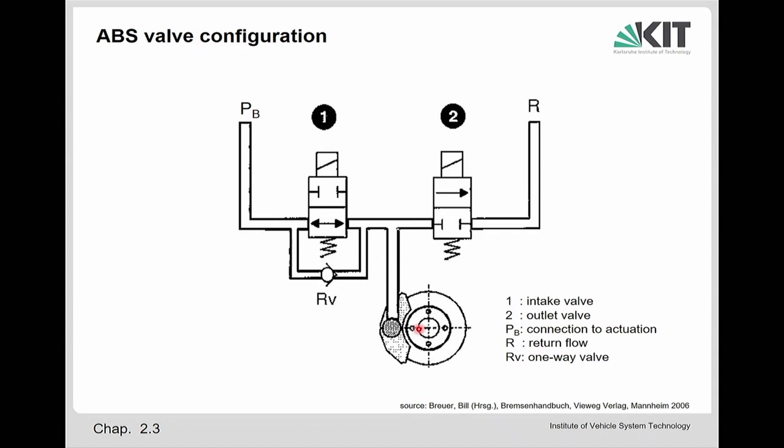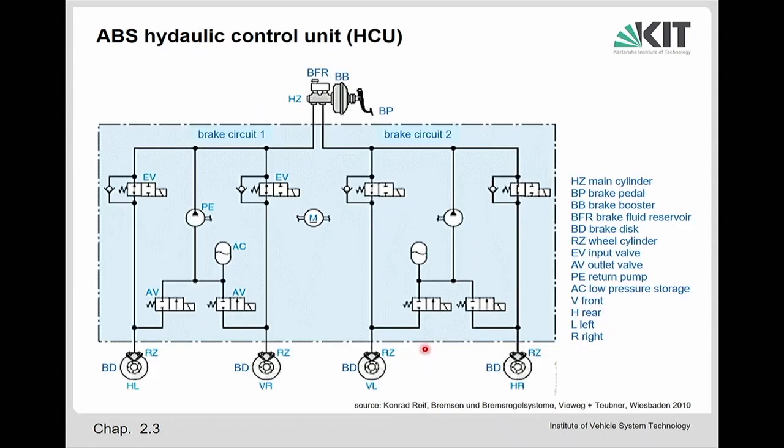So in order to avoid that, in order to make sure that the driver can always overrule the system, this reverse valve is necessary. And if he reduces the brake pressure in the main brake cylinder here, then we have low pressure here and a high one there, and so we will have a flow of the fluid over this reverse valve, and the pressure will also be reduced in the wheel brake.